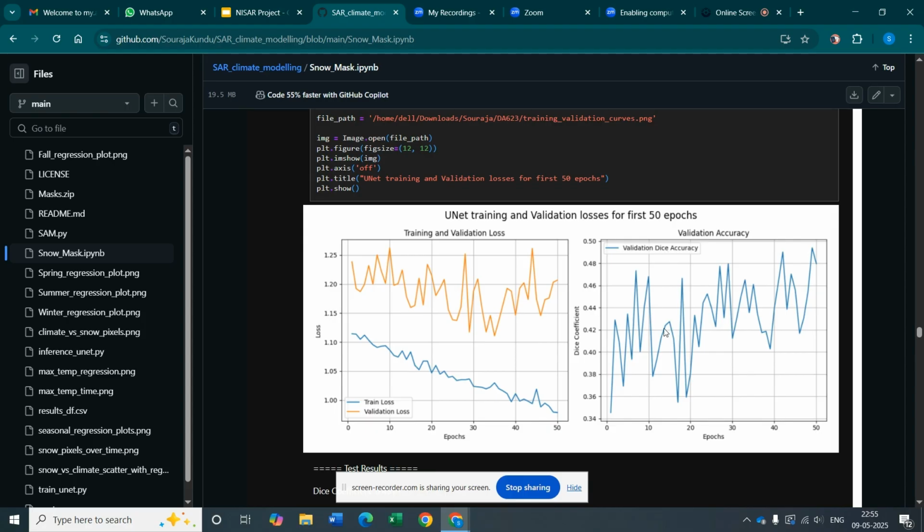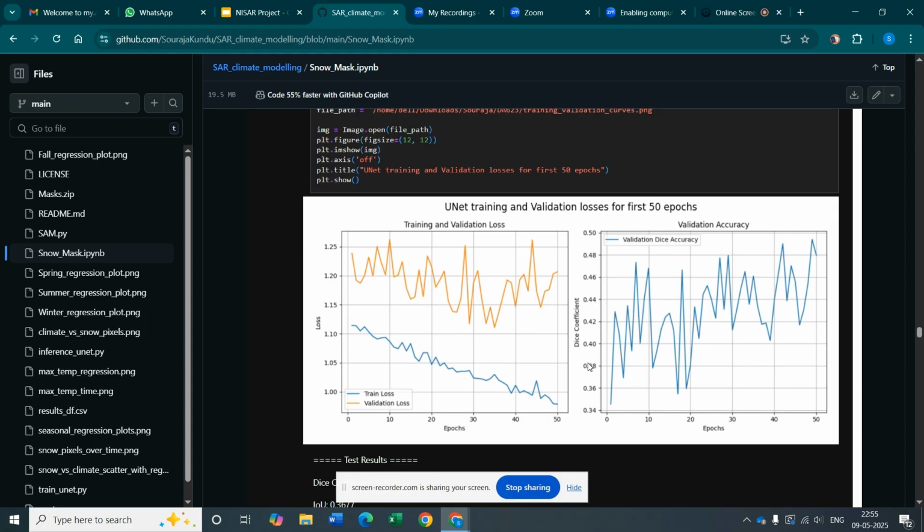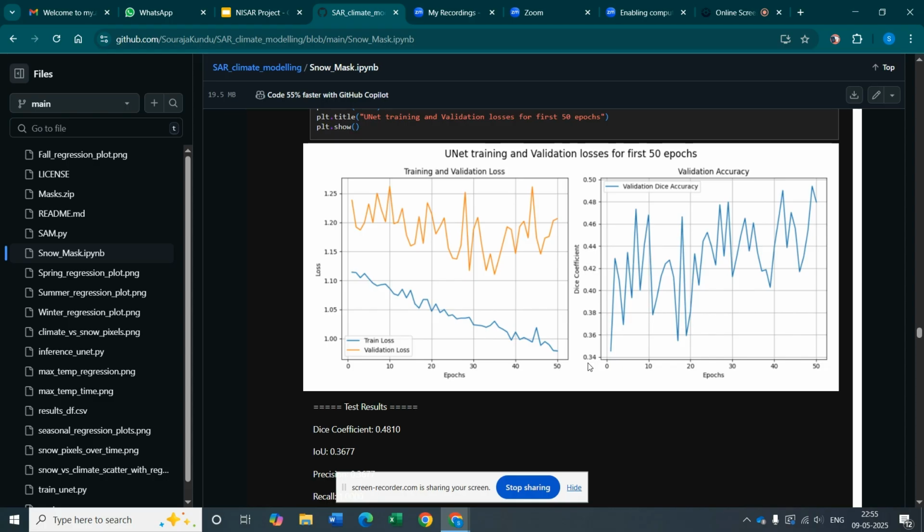But although the validation accuracy was increasing, I predict that since the snow cover masks are extracted from RGB images, and the SAR images are of two very different domains, of two different frequency bands, that's why the internal hidden representations of these two images are very different.